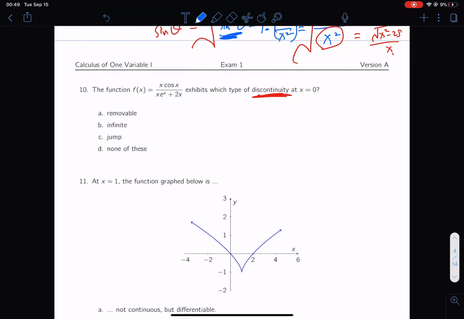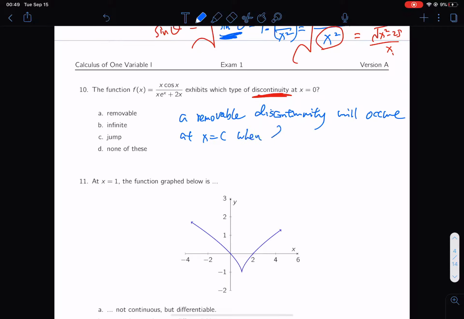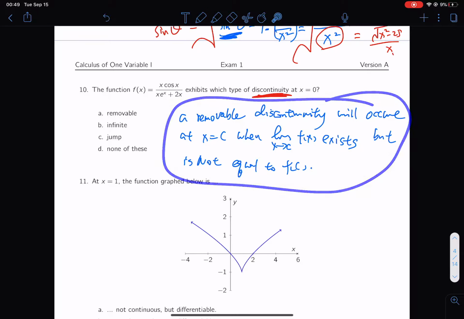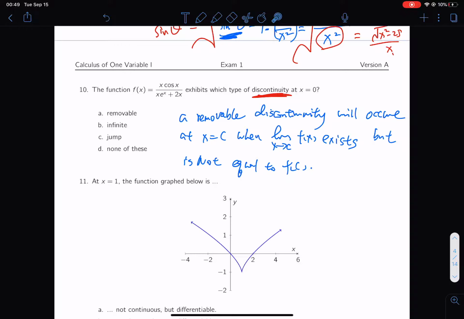So for this one, a removable discontinuity will occur at x is equal to c when the limit as x approaches c of f of x exists but is not equal to f of c. So this is from the slides. Removable discontinuity.